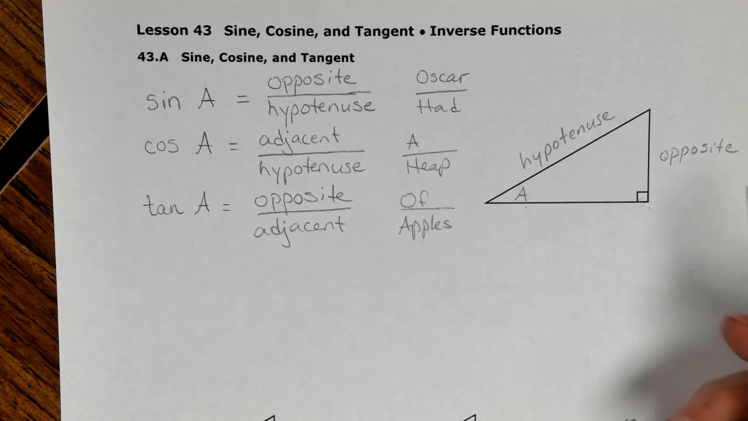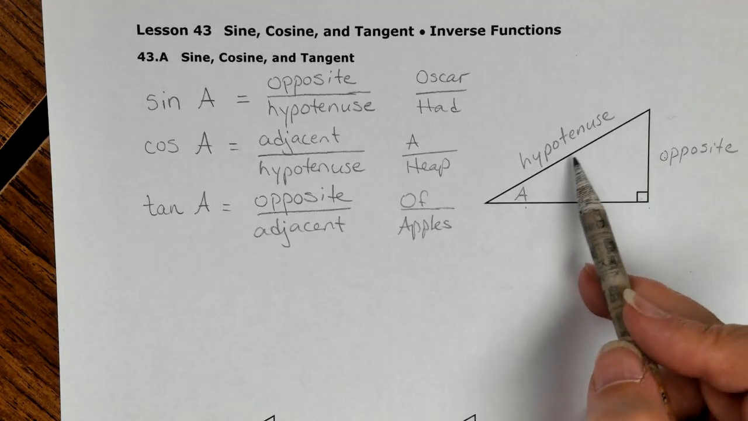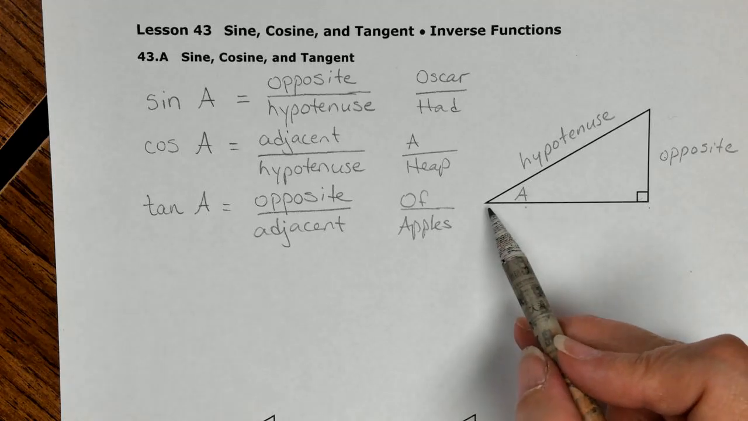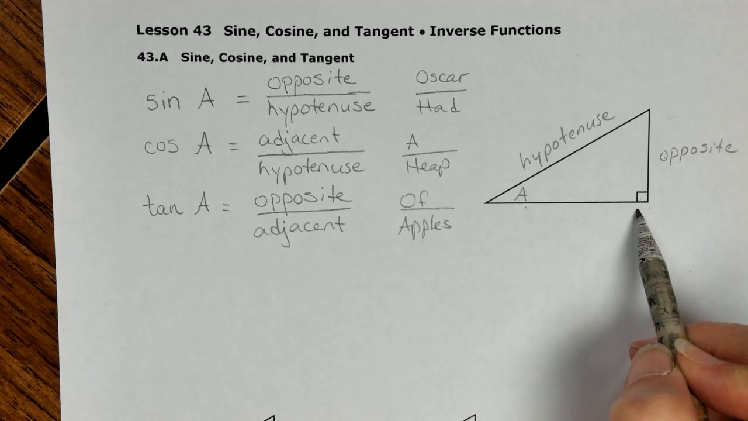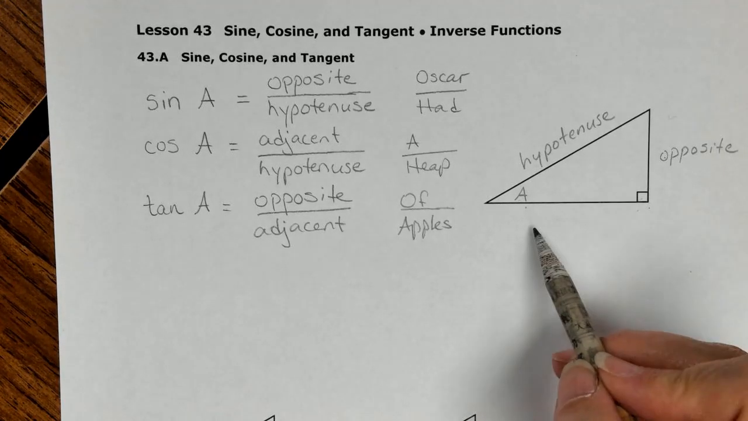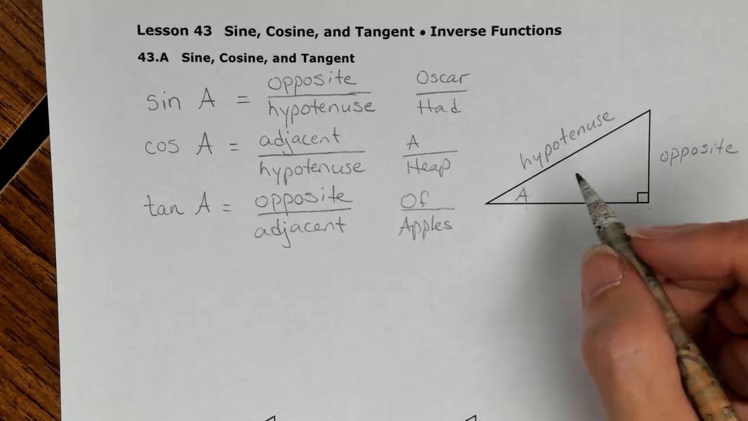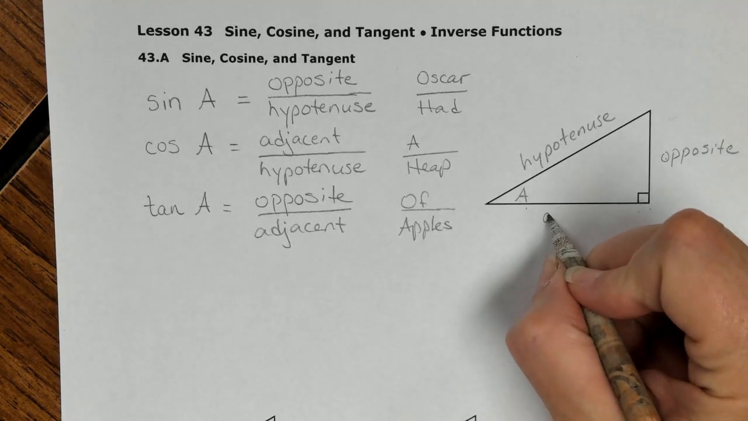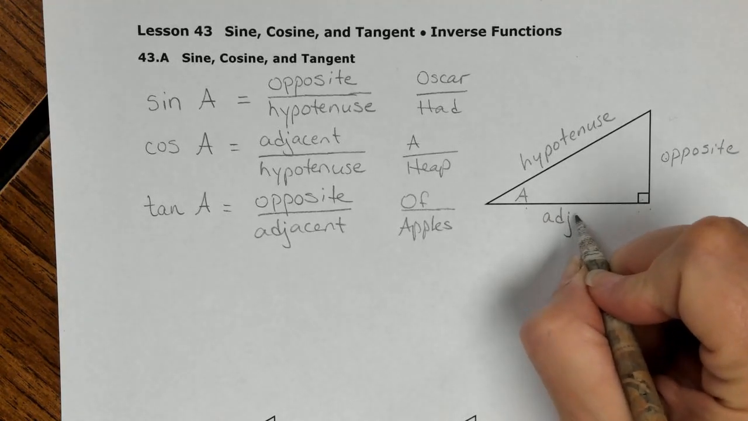And then the other side that makes up this angle, angle A here, is made by the hypotenuse, and this other side is the adjacent side. Adjacent means next to, and it's next to this angle. So this is adjacent.